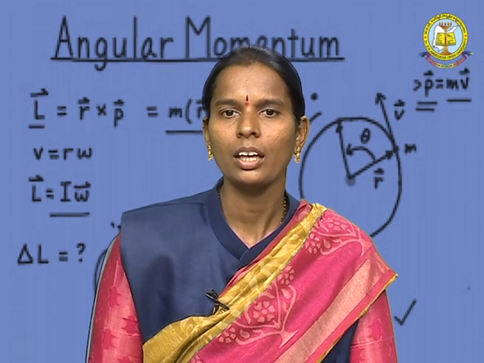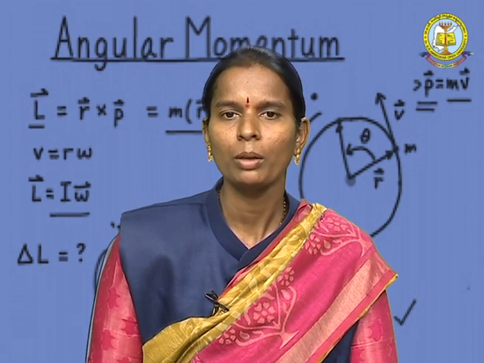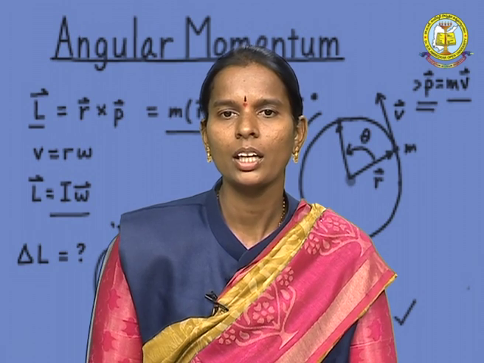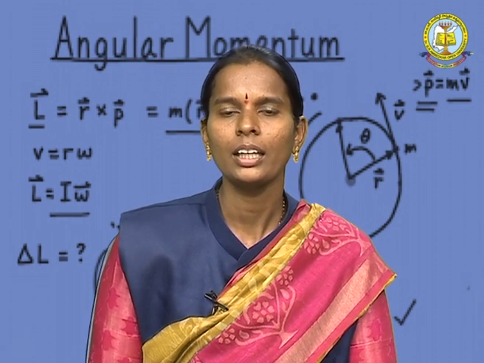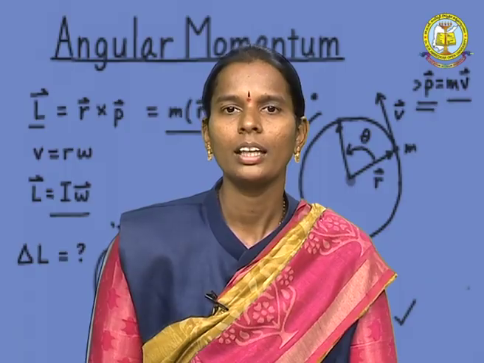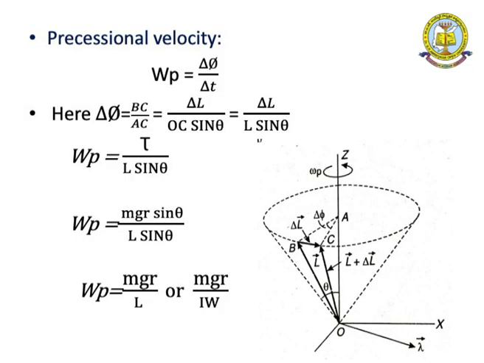The relation between angular momentum and torque is torque equal to del L by del T. So you can write del L is equal to torque into del T. This is the precessional angular velocity, omega p. At time t the angular momentum is L, and after del t seconds the angular momentum is L plus del L, which changes by an angle del phi.